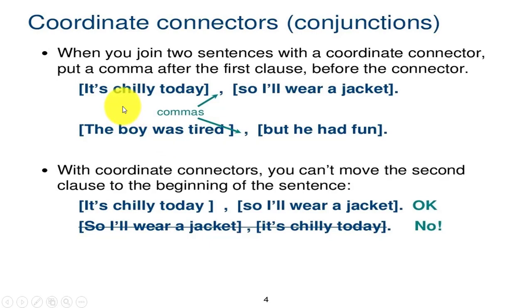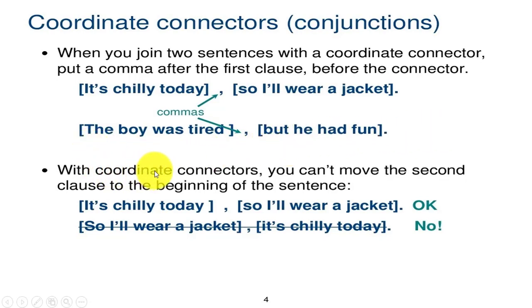Okay. We learned the coordinate connector or conjunction. When you join two sentences with a coordinate connector, put a comma after the first clause, before the connector. The example: the first is, it's chilly today, comma, so I will wear a jacket. They have two clauses, and the comma is in the center. Example number 2: the boy was tired, comma, but he had fun. Yes.